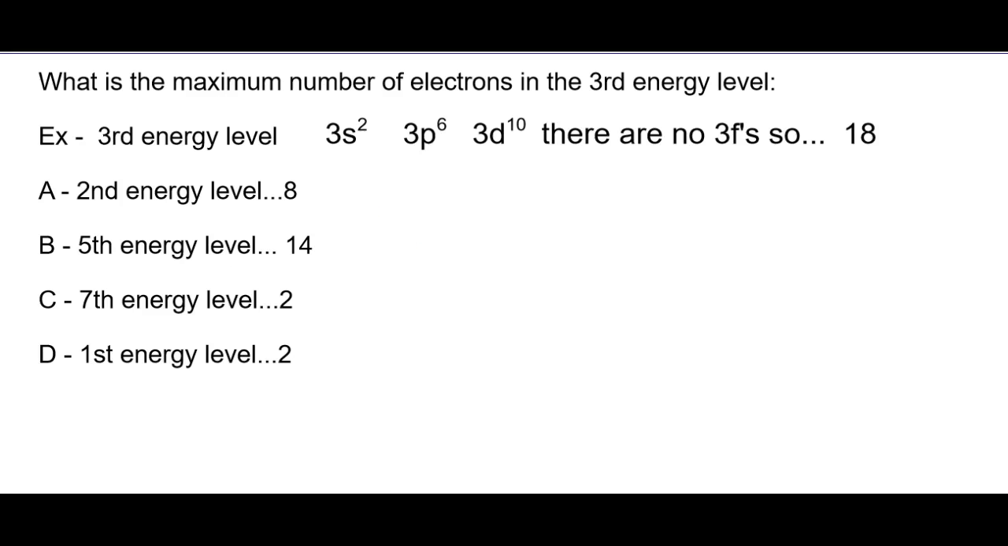What is the maximum number of electrons in the 3rd energy level? All right, so here's what you want to do. You think about, well, are there any S's in that energy level? Yeah, there is a 3s, and there's 2 there. Are there any P's in the 3rd energy level? Yep, 3p6 exists. Are there any D's in the 3rd energy level? Yep, 3d10, but there are no 3f. So we'd add 10 plus 6 plus 2 and get 18. Try these.